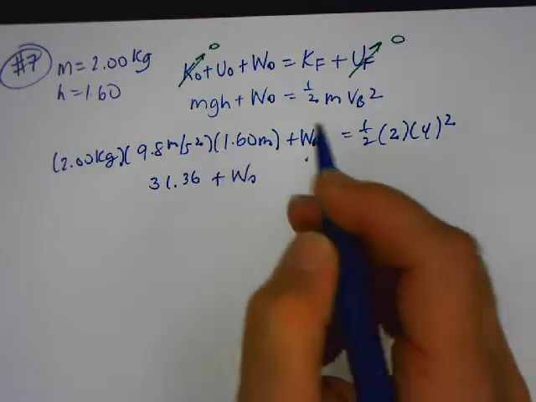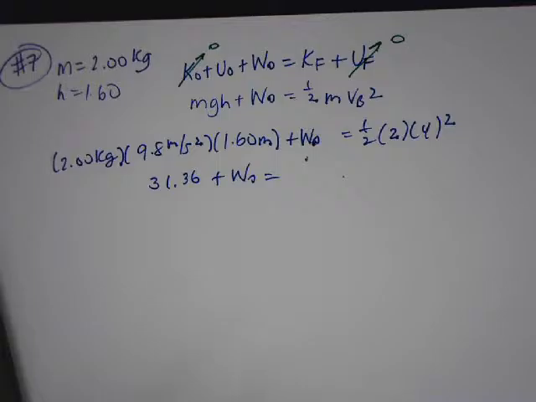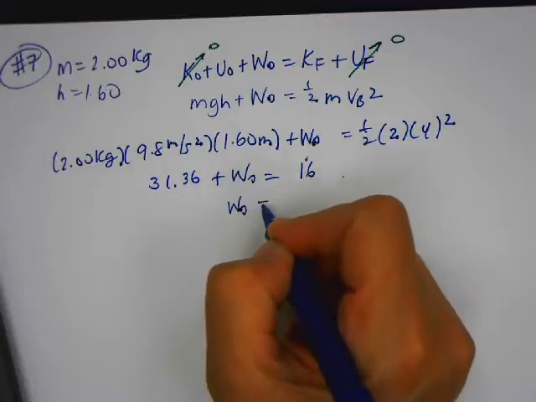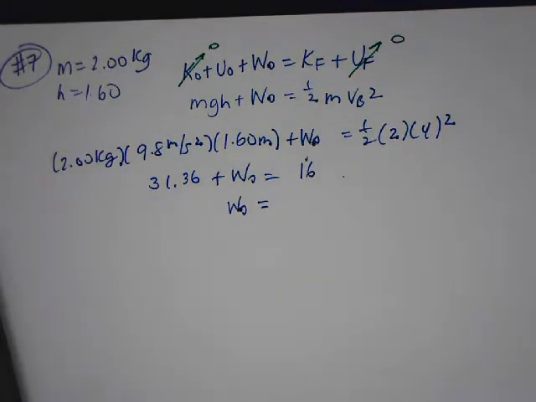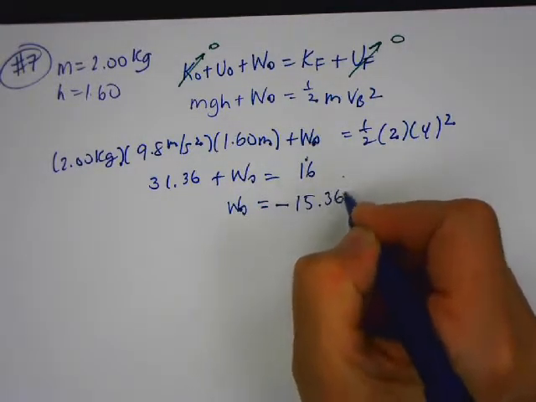So 31.36 plus W naught, 16 times 2 divided by 2. Oh, I didn't have to do that. Just 16. So W naught is equal to 31.36 minus 16... So W naught is equal to negative 15.36 joules.